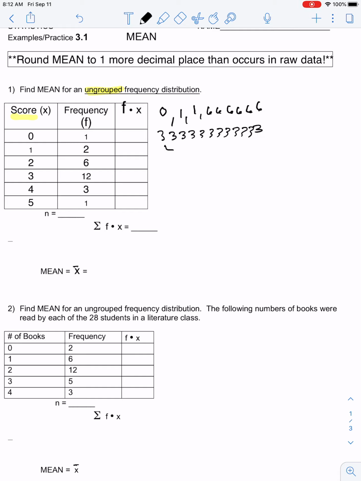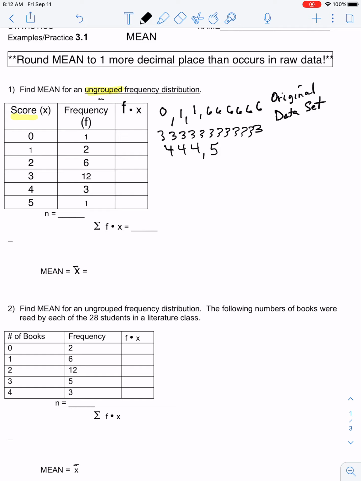I have 3 4s, and I have 1 5. So that's actually my original data set. It is possible to rewrite that from an ungrouped table. If I want to calculate the mean, like you've learned in a previous lesson, you could take the sum of all these numbers and then divide by, I think, 25 numbers in this data set, and that would give you the average.